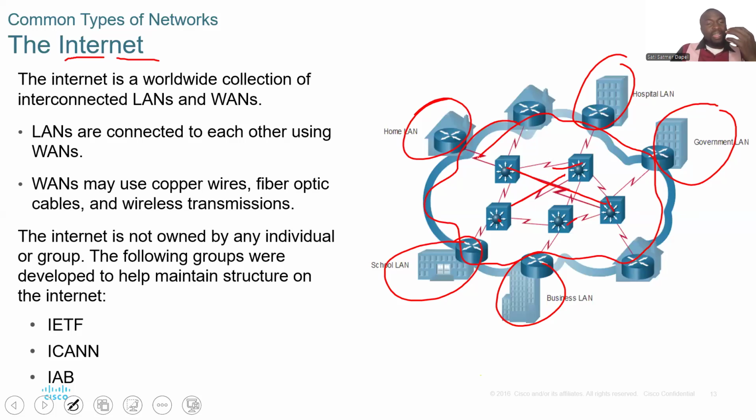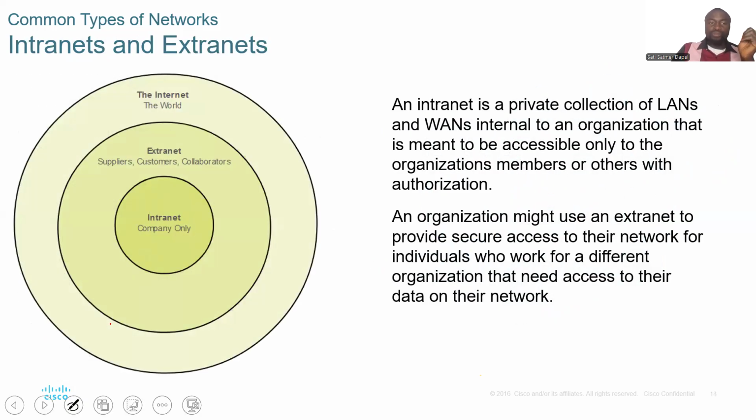But there are organizations that help in the management and control of what happens on the internet. Part of them is the IETF, which is the Internet Engineering Task Force. We'll talk about them later. Another organization that controls the internet is ICANN. Then you have the IAB. We'll talk about them very soon.